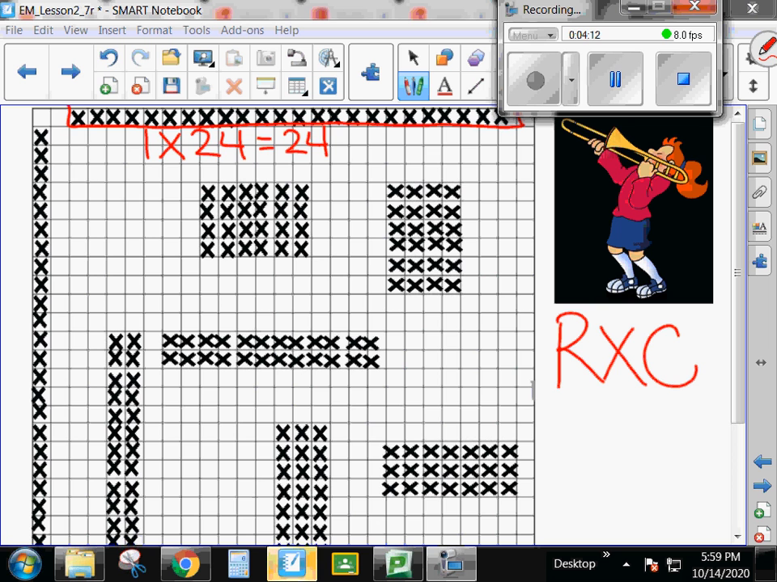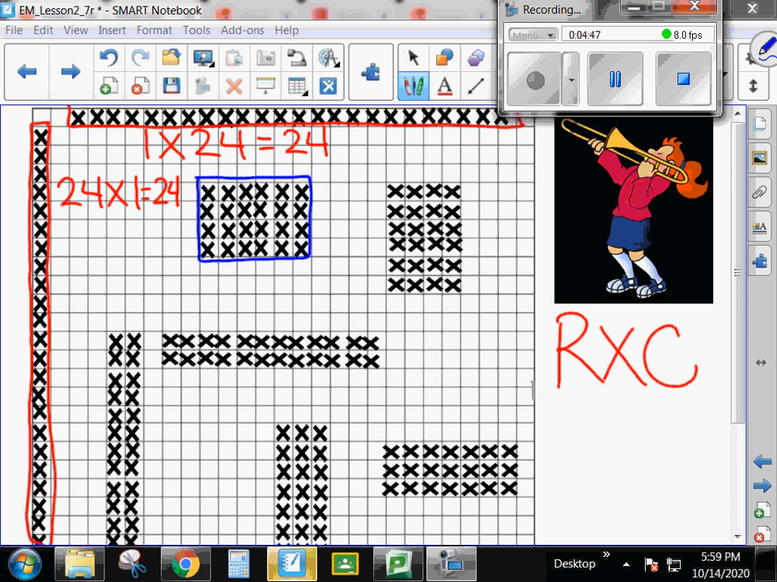Now this one here looks a lot the same, except it's going this direction. So now, how many rows do I have here? Well, this time, this number model would be 24 times 1. I have 24 rows, and I only have 1 column. Again, though, that still equals my 24 trombone players. All right, let's look at this array right here.